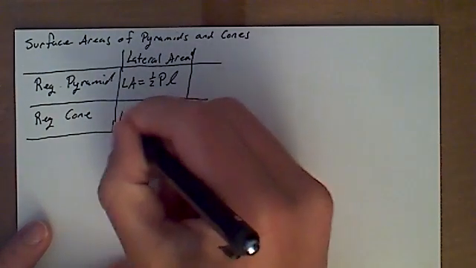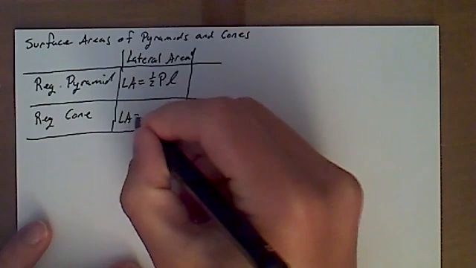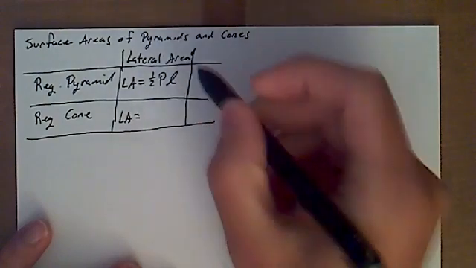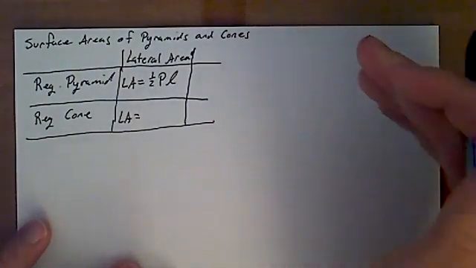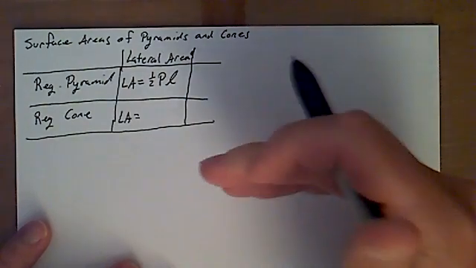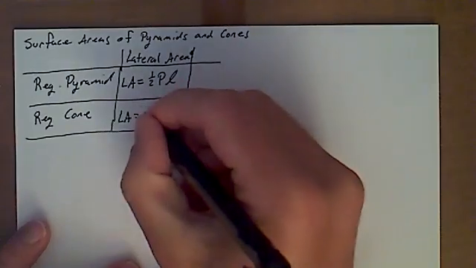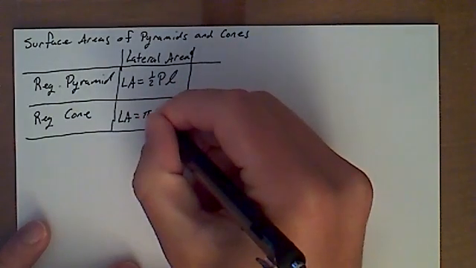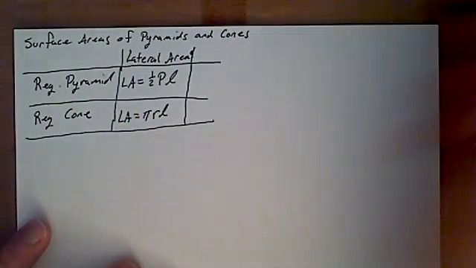The lateral area of a cone is 1/2 the perimeter, but the perimeter of a cone is 2 pi r, and half of 2 is 1, right? So we just have pi r l here.